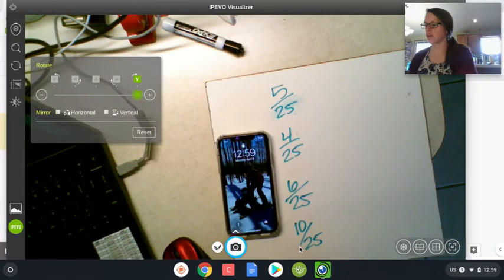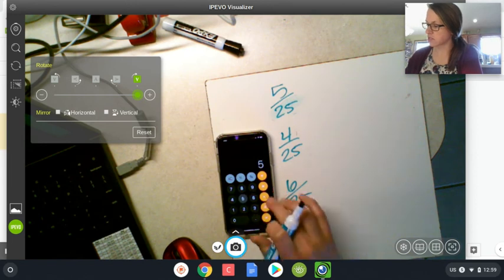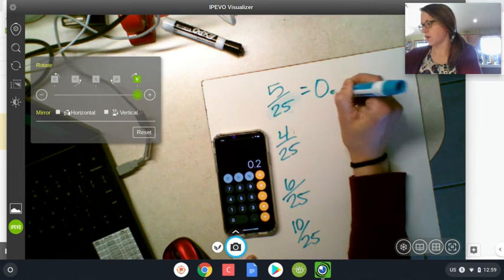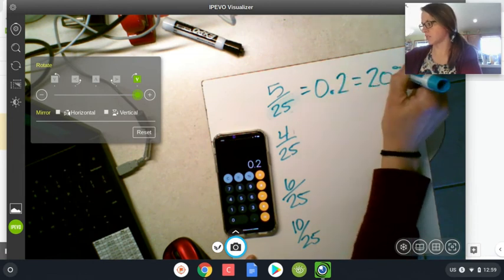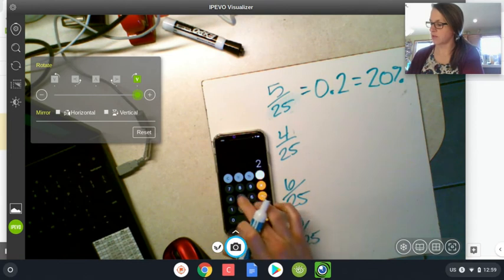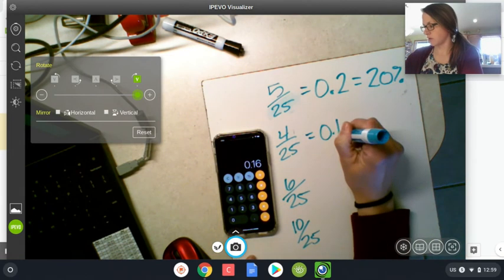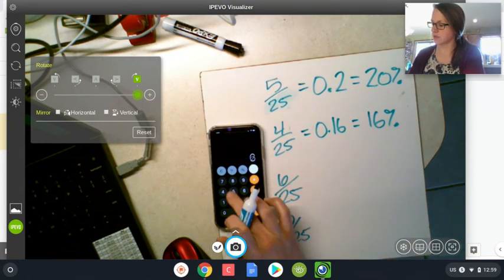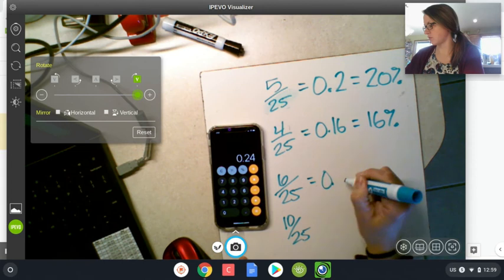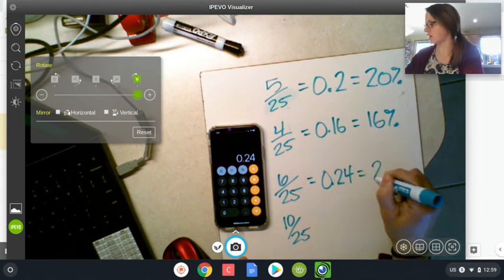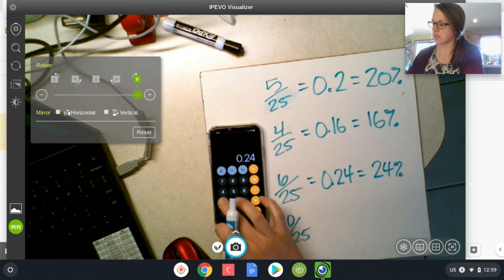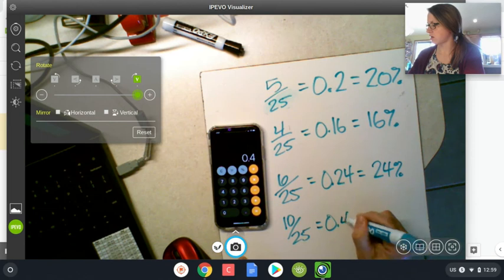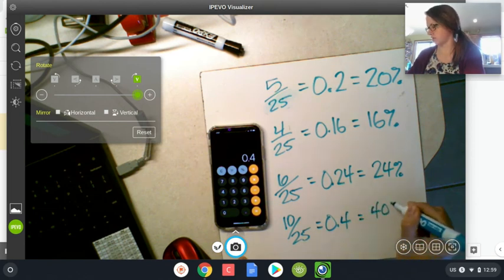So if I flip over here and I start doing some calculations, 5 divided by 25 equals 0.2, which is also 20%. And then I have 4 divided by 25, 0.16, which is also 16%. I have 6 divided by 25, which is 0.24 or 24%, and 10 divided by 25, which is 0.4 or 40%.